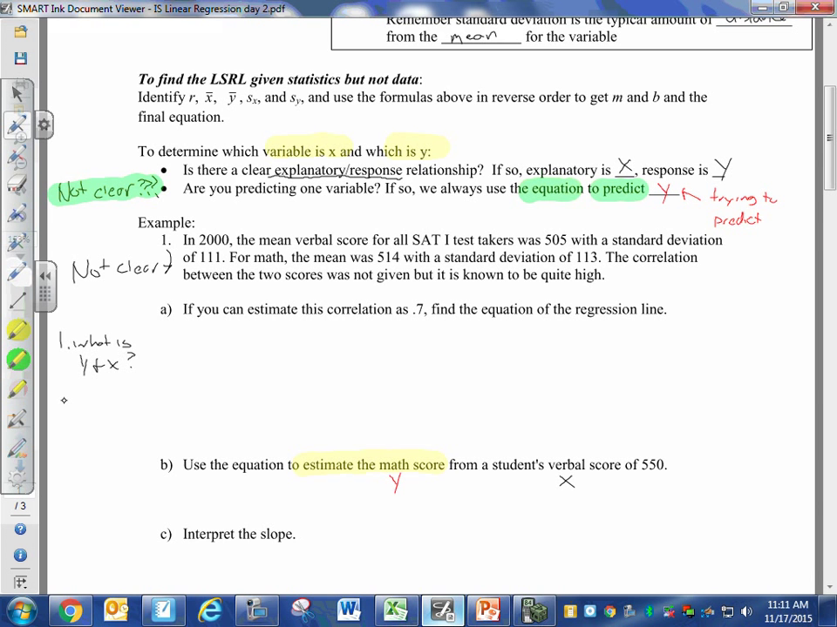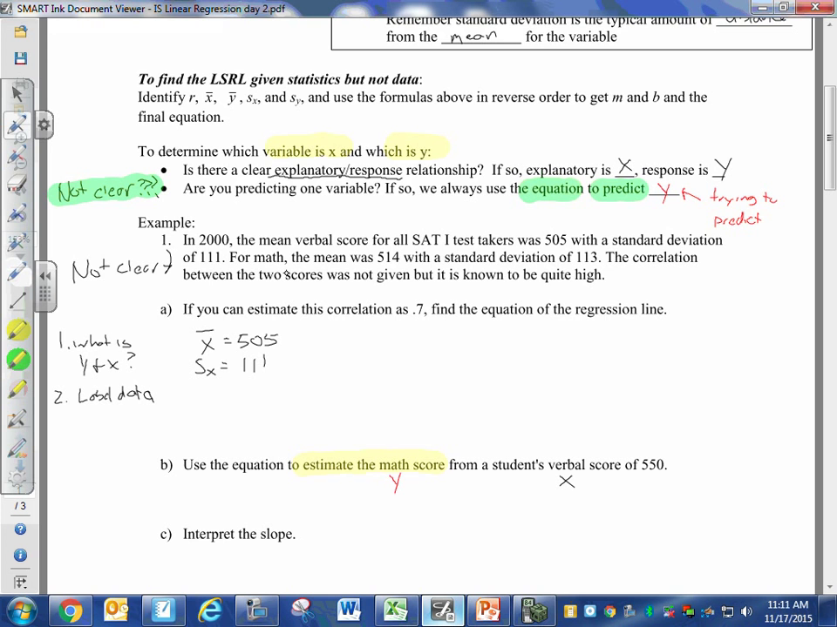Now, we're going to use our data and make sure we know what data we have. So I'm going to label my data. We're told the mean verbal score is 505. Well, if verbal is x, the mean verbal score would be x bar, and that's 505. The standard deviation is 111, so that would be the standard deviation of my x's, 111. Notice, I can't just start writing stuff down until I know what is x and what is y. X is verbal, y is math.